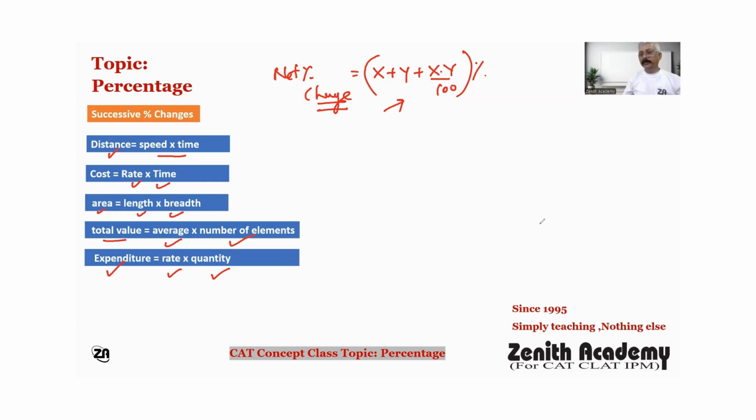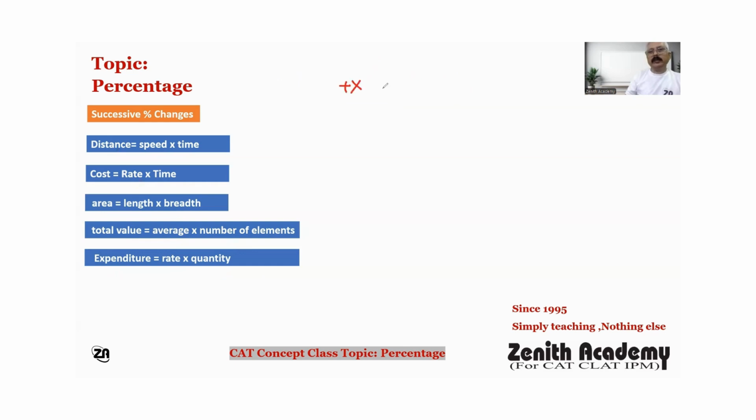More about this formula is, if first increase x% and then immediately decrease by x%, or first decrease by x% and then increase by x%, the result in both cases will always be negative. Means net percentage change will be negative and equal to x square upon 100%. Okay, this we can understand.